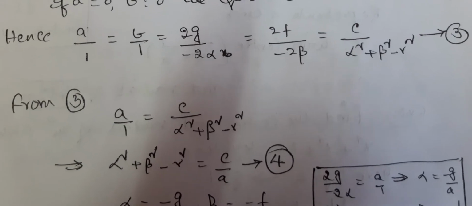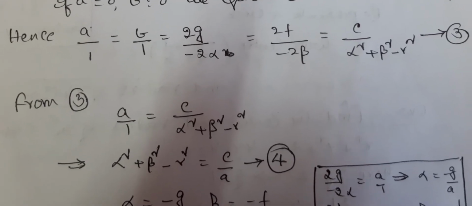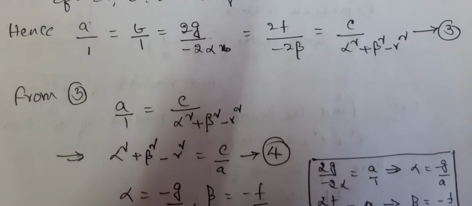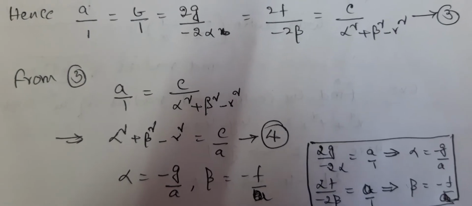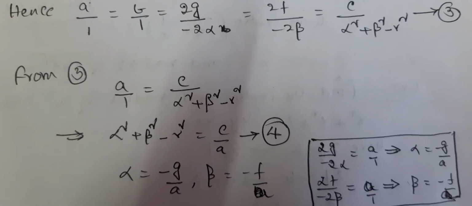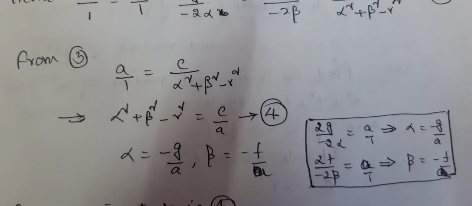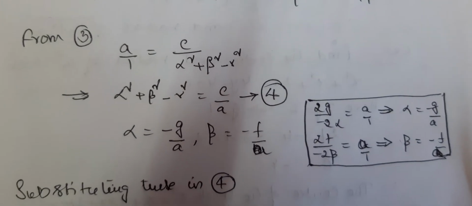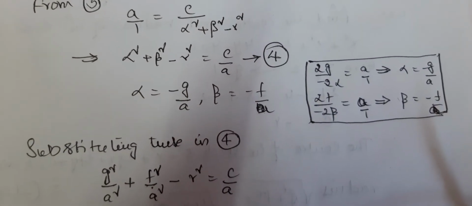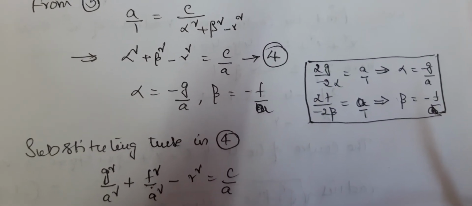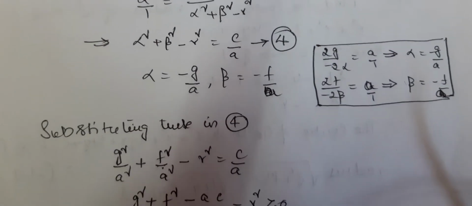Here, when we compare the first and third one, that is a by 1 is equal to 2g by minus 2 alpha, we will get alpha as minus g by a, and comparing 1 and 4, 2 alpha by minus 2 beta is equal to a, therefore beta is equal to minus f by a. So alpha is equal to minus g by a and beta is equal to minus f by a. Substituting these values in 4, we will get g square by a square plus f square by a square minus r square is equal to c by a.